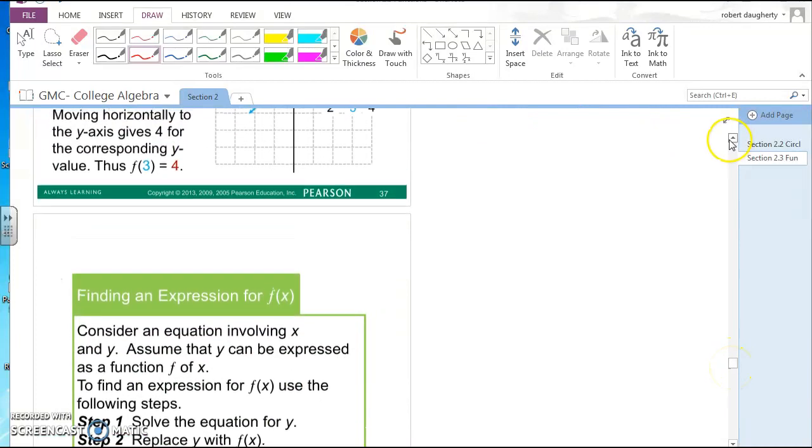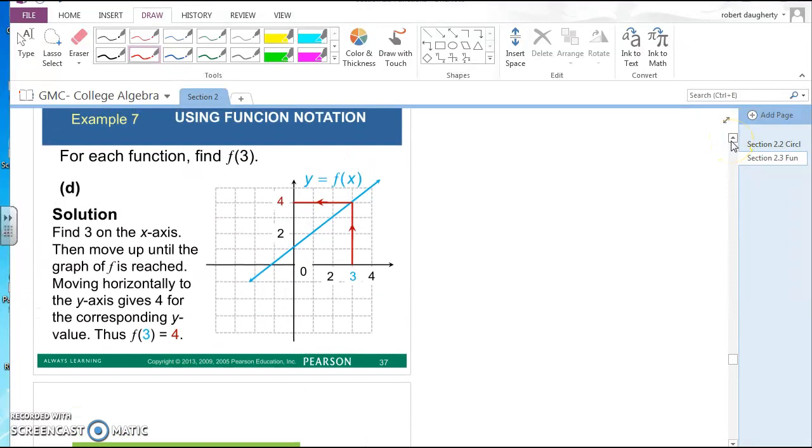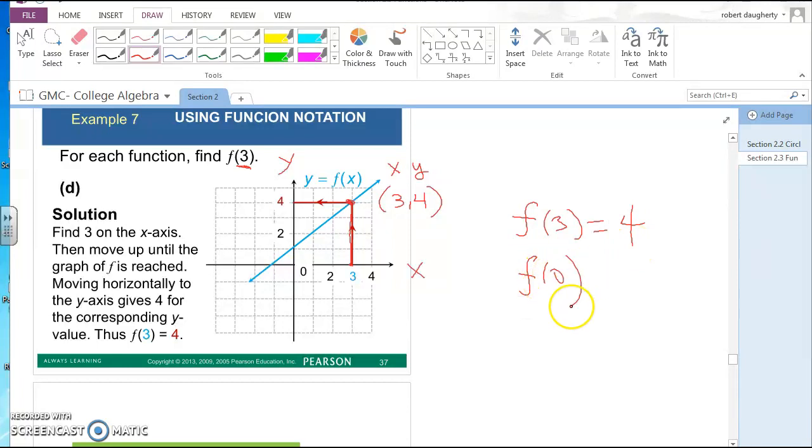Let's look at a graph here. So similar thing. Find f of 3. So here are my x values, here are my y values. So f of 3. What is your y value when x is 3? So here's 3. I come up to here. That is the point 3, 4. That's my x value and my y value. So f of 3 equals 4.